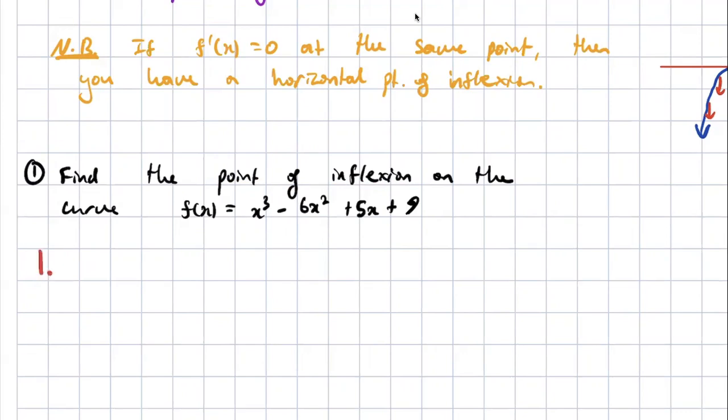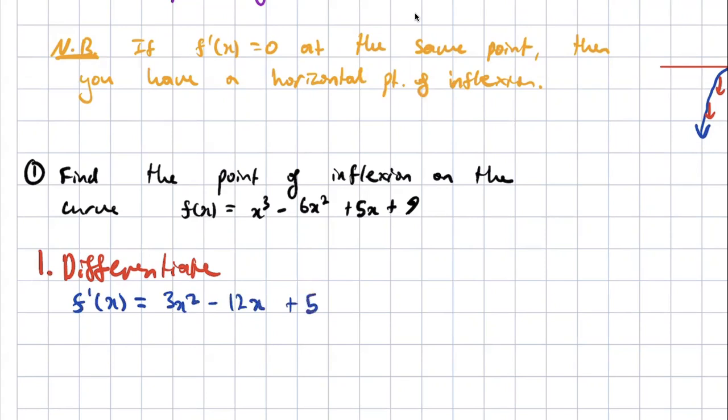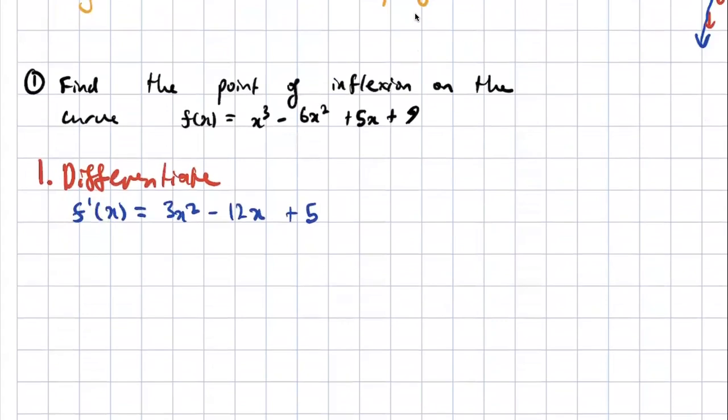So step 1, what we're going to do is differentiate, okay? When we differentiate, we find both the first and the second derivative, because we'll need them anyway. And so the first derivative: differentiating x cubed becomes 3x squared, differentiating minus 6x squared gives us minus 12x, differentiating 5x gives us 5, and then the 9 disappears when we differentiate it, because it is a constant.